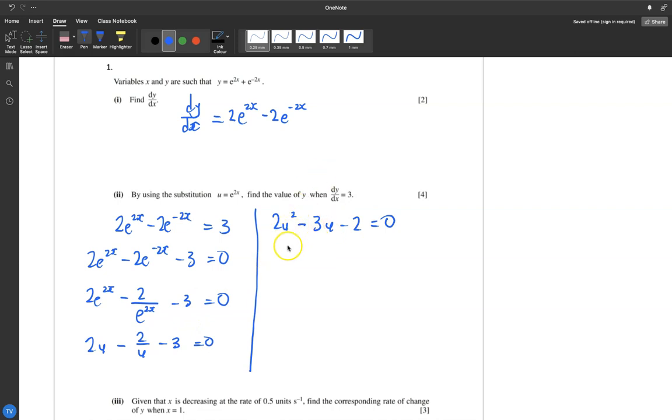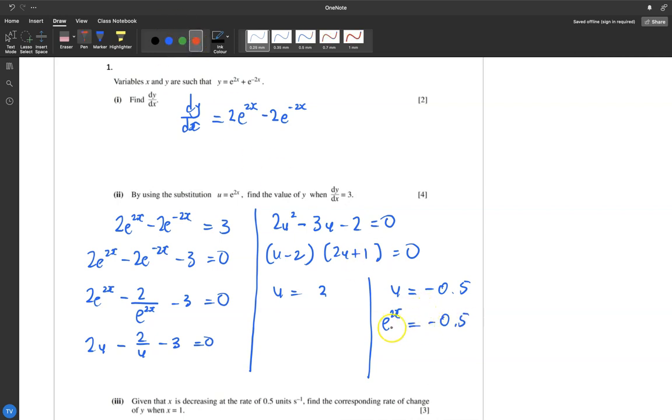Okay. Now all you need to do is a factorization and you get (u minus 2)(2u plus 1) equals 0, right? So since you have 2 possible values for u, let's try both. So u equals 2, and here you should get u equals -0.5. Now remember that u is actually e to the power of 2x, so e to the power of 2x equals -0.5. If you take a look at it, it's impossible for us to get a negative number if you have an exponential that has a positive base. No matter what number you put here, you will never get a negative value. Therefore, this is an invalid solution. Don't take it. We'll just look at this one.